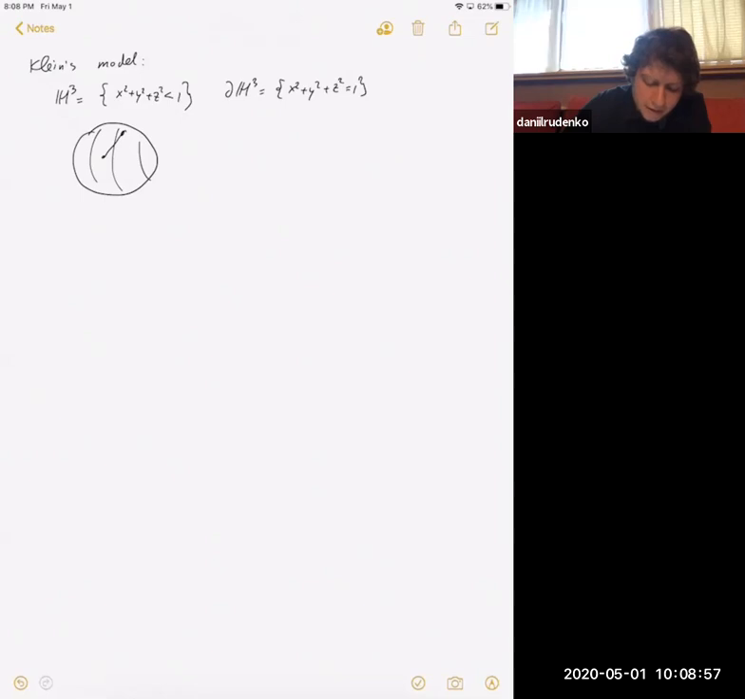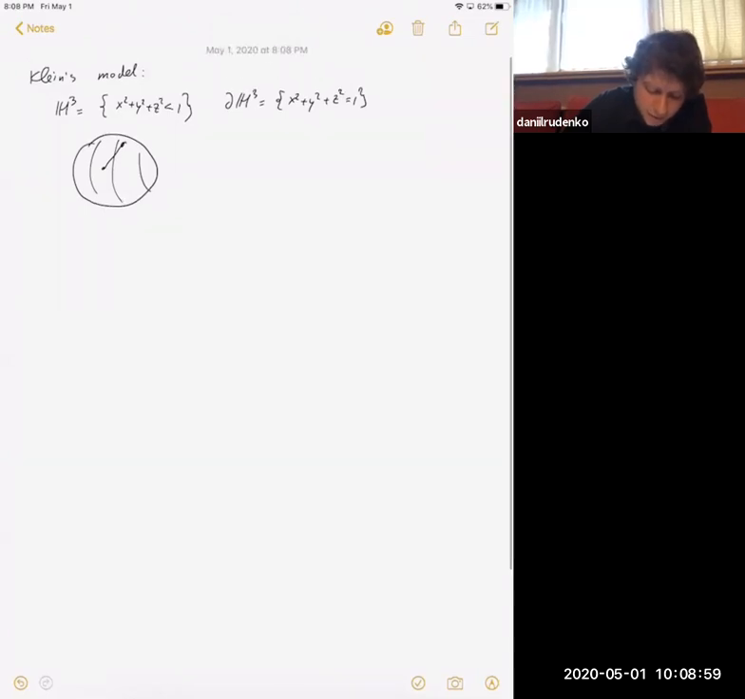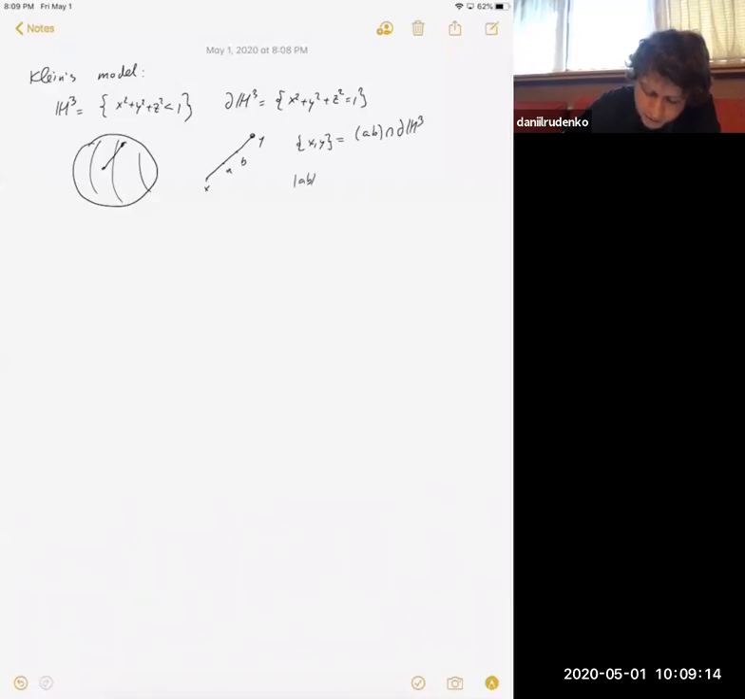And also lengths between 2 points. If one has 2 points A and B, then one looks at X and Y, where X and Y are the intersection of line AB with the boundary. And the distance between A and B equals the logarithm of the cross ratio AX BY, up to some constant. So this is Klein's model, and then one can treat it algebraically.